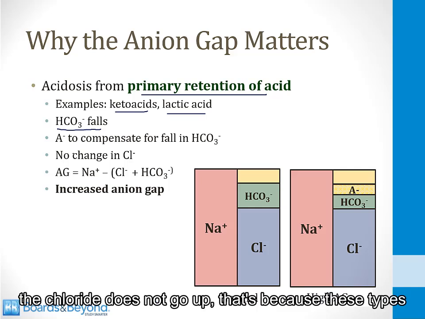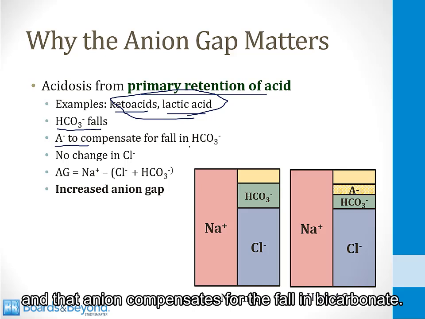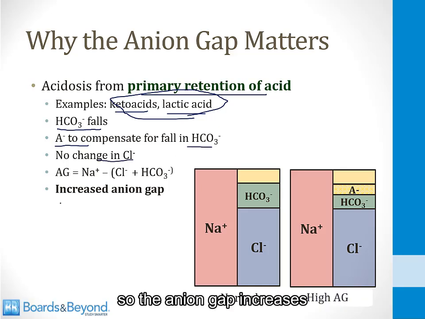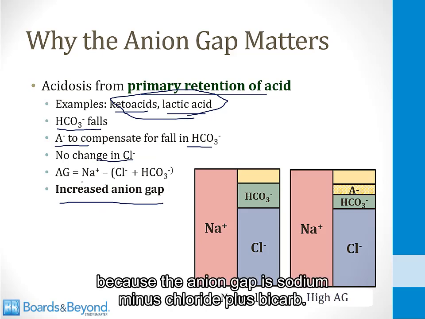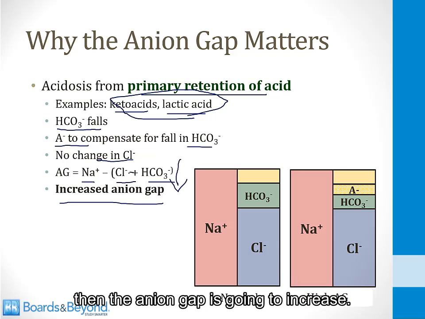However, the chloride does not go up. That's because these types of acids have their own anions associated with them, and that anion compensates for the fall in bicarbonate. As a result, there's no change in chloride, so the anion gap increases because the anion gap is sodium minus chloride plus bicarb. If the bicarb goes down and the chloride doesn't change, then the anion gap is going to increase.